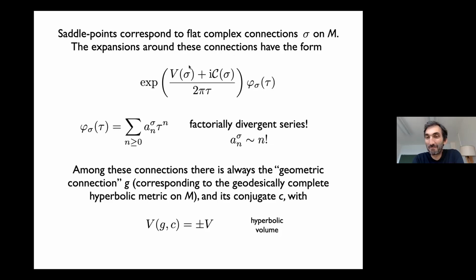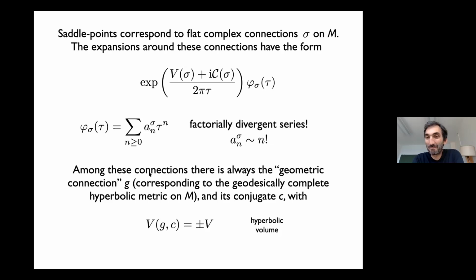Here you have a complex number associated to the complex connection sigma. Multiplied by this classical factor, you have all the quantum fluctuations, which are encoded in this function phi sigma of tau. Typically you will have a power series in tau, which is also factorially divergent. That's usually the case for perturbative expansions in quantum field theory, and this actually happens here. The coefficients a_n for any given flat connection grow like n factorial. Now, given a 3-manifold M, there can be many flat complex connections, but there are two special connections which are very interesting.